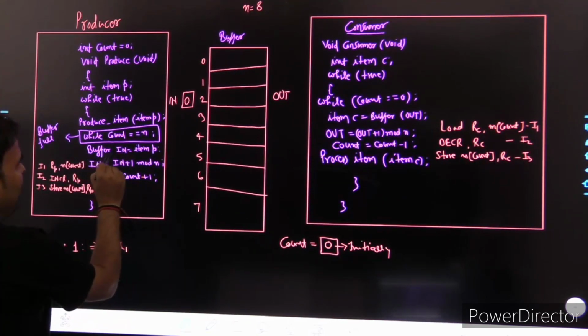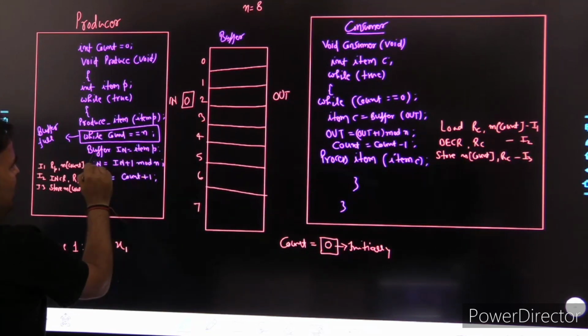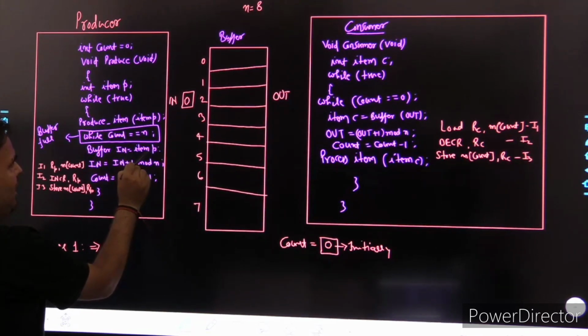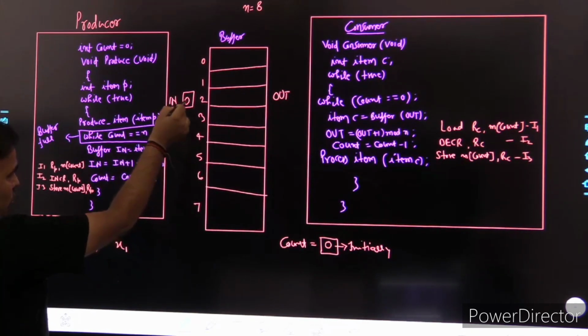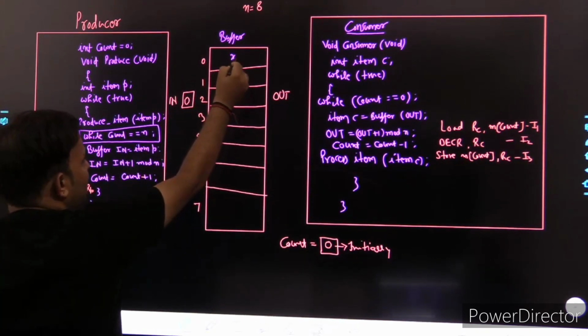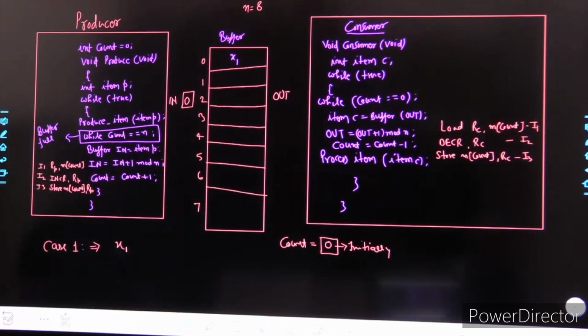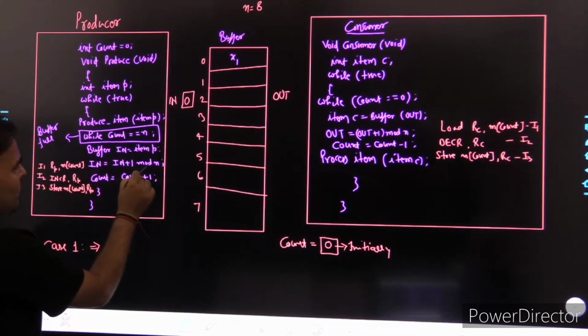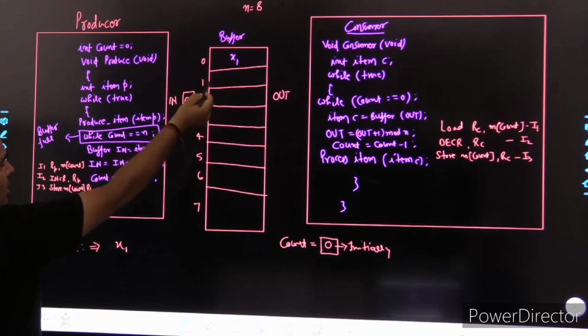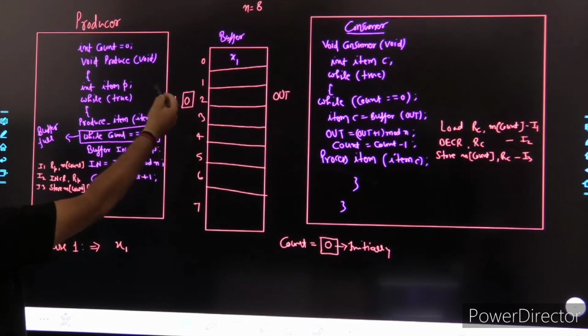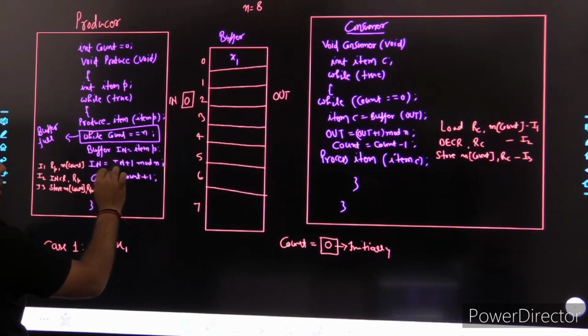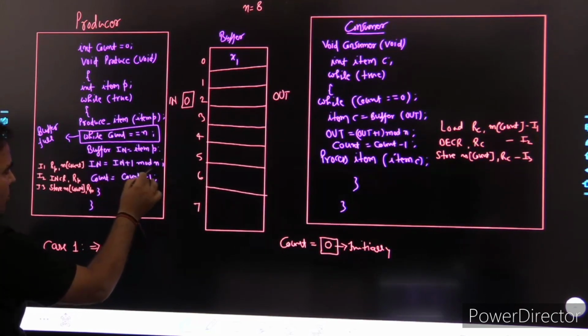Buffer[in] equal to item P. So in location 0, we will produce this item X1. Then in equal to (in plus 1) mod n. The in variable gives the producer the next empty slot, meaning where it can produce the next item.